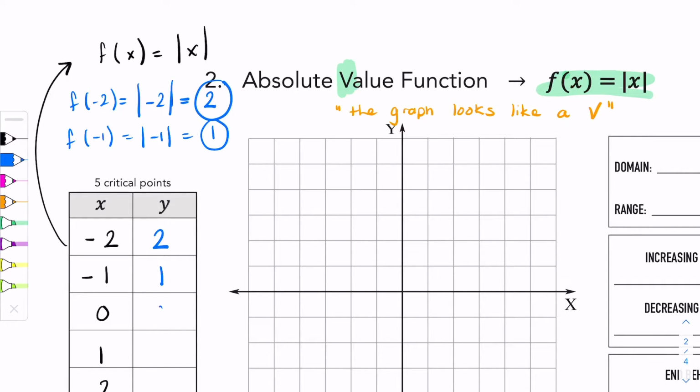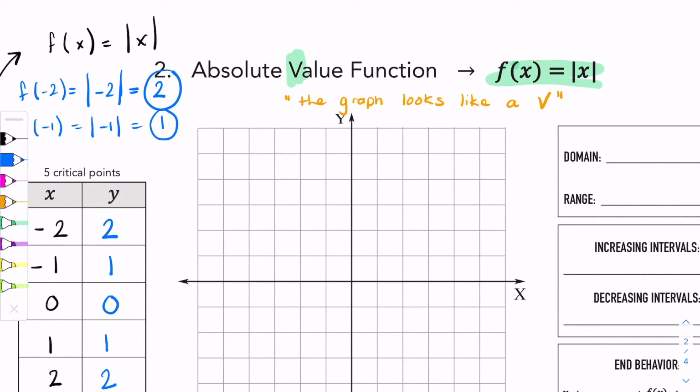F of 0 is 0. F of 1 is 1. And f of 2 is 2. Again, always positive answers. We have a point at negative 2, 2, negative 1, 1, 0, 0, 1, 1, 2, 2. Our graph appears to look like a V, so make sure you see that sharp point. Don't curve it at the end, to make sure it clearly looks like a V.